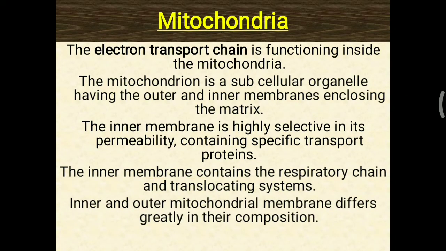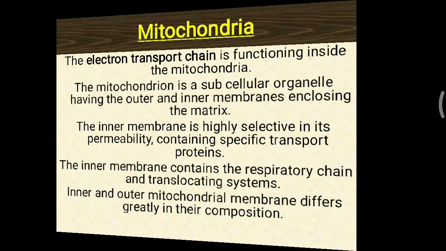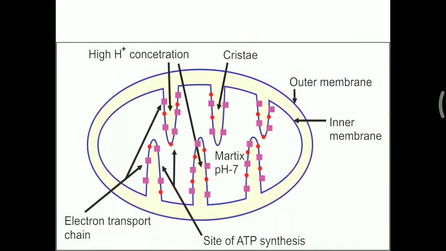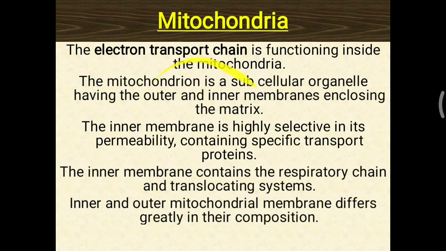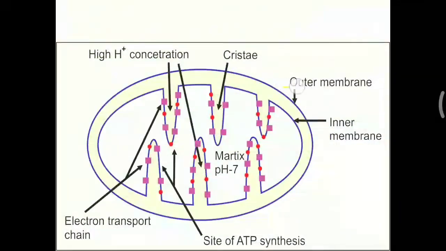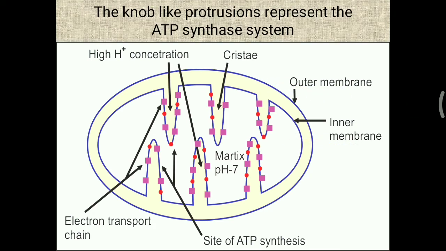Inner and outer mitochondrial membranes differ greatly in their composition. Here the particular structure of mitochondria is given. In this mitochondrial structure, first there is an outer membrane, then the inner membrane, then the matrix. Now some protrusions of this inner membrane are called cristae, and over them is the site of ATP synthesis, because the electron transport chain is present over these cristae. Generally, high hydrogen ion concentration is found between the outer and inner mitochondrial membranes. The knob-like protrusions represent the ATP synthesis system over the cristae of the mitochondria.